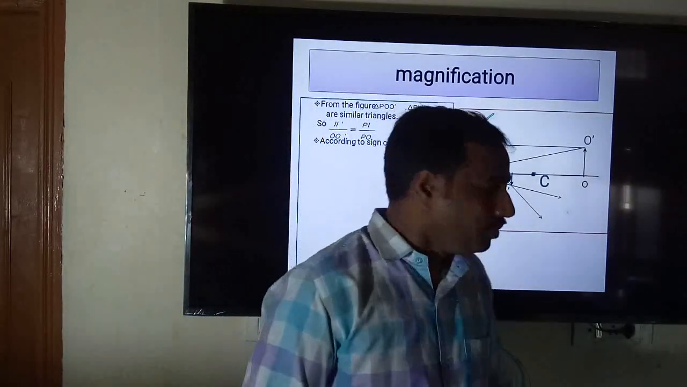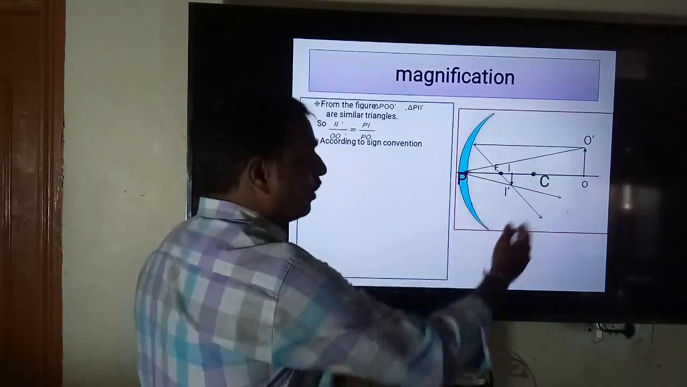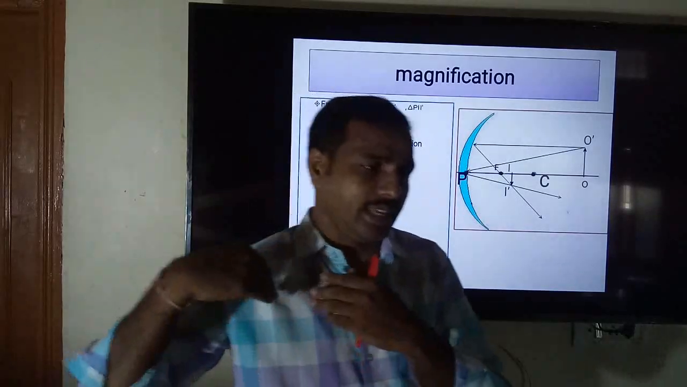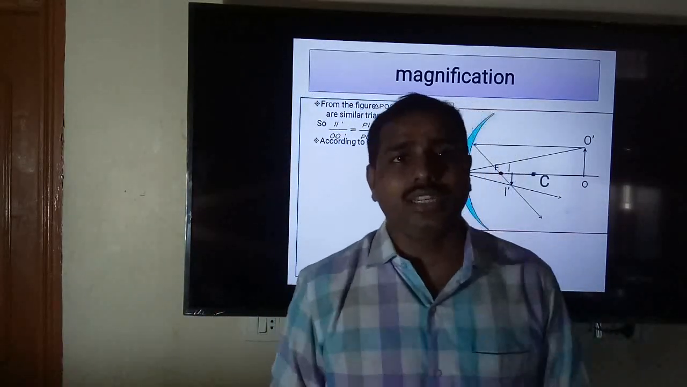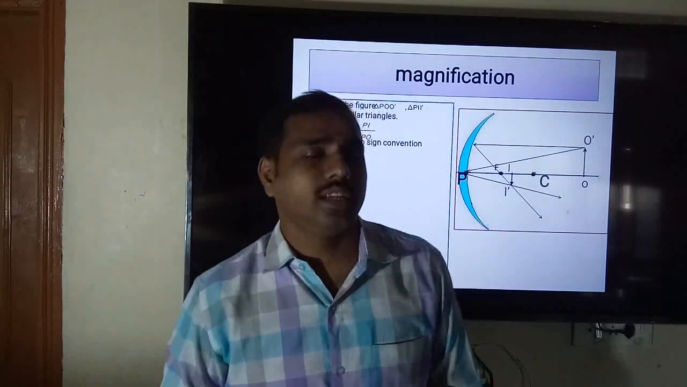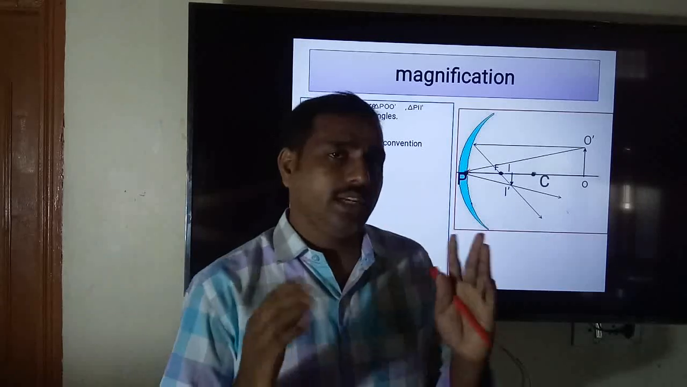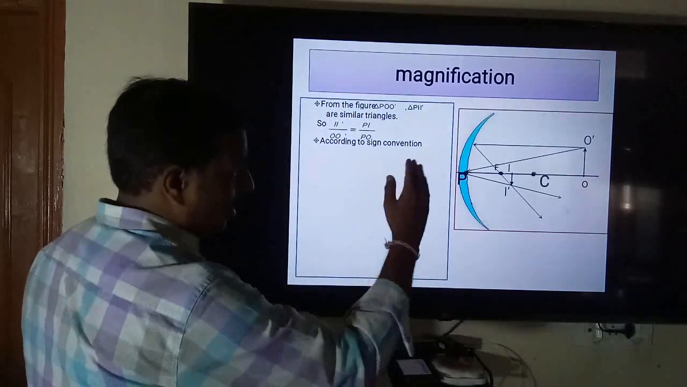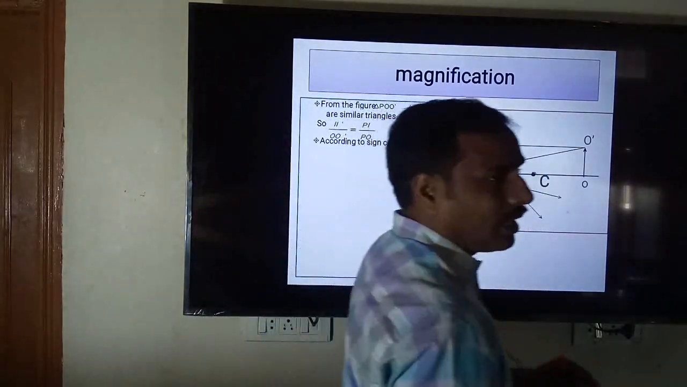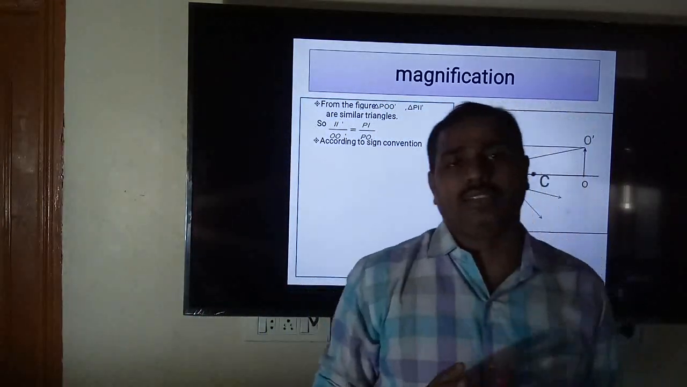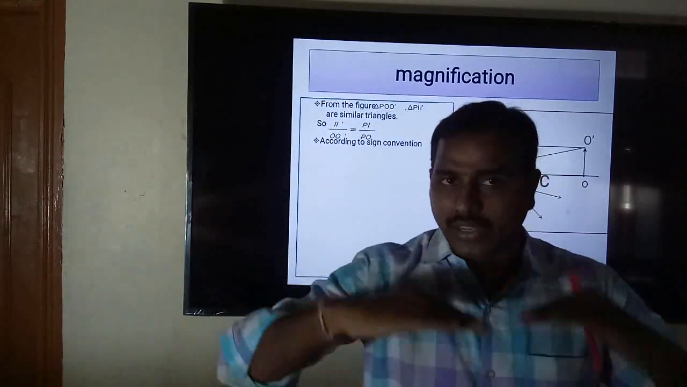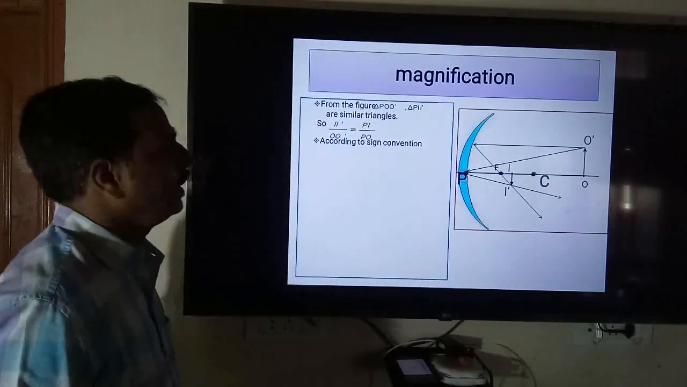And second, when you are measuring from the pole, if you are measuring the distances in the incident ray direction, then you should take it as positive. If you are measuring the distances opposite to the incident ray direction, you take it as negative. In the same way, if you take object and image heights, if both are above the principal axis, those are positive. If we get them below the principal axis, we get negative signs.